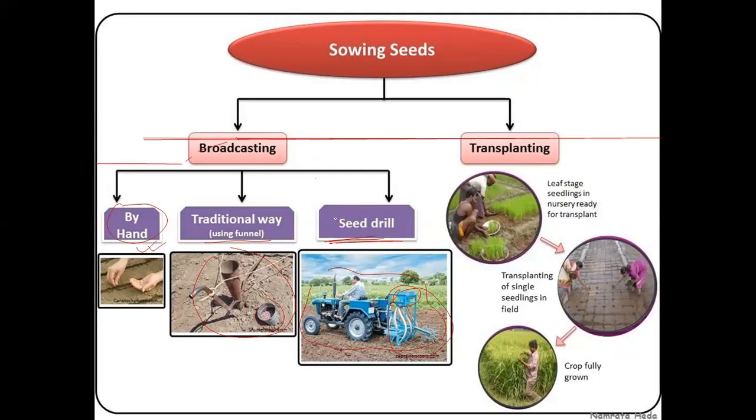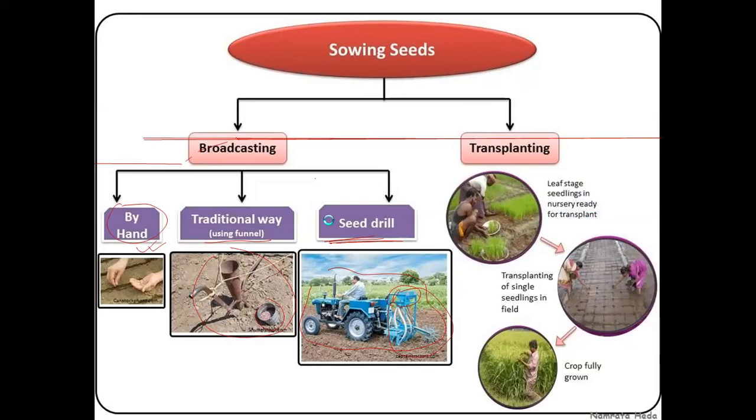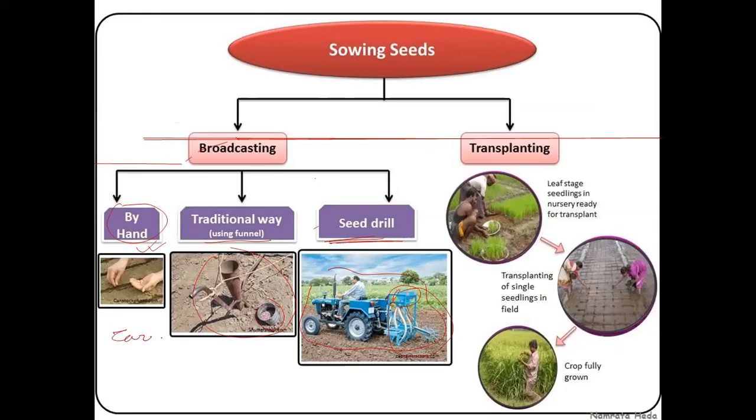So you see, when the seeds are sown, we need to be careful of a few things. Like what? Seeds should not be sown very deep. If we sow the seed very deep, what will happen? It will not get enough air, and the seed may even die.